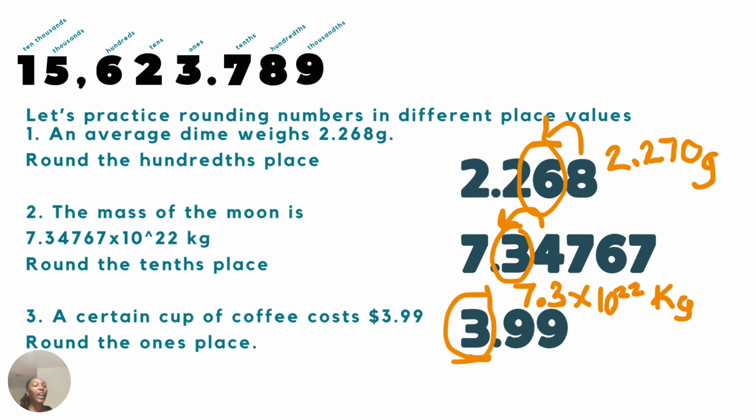All right, so this one. A certain cup of coffee costs $3.99. Round this to the ones place. Because the number directly behind the 3 is a 9, we're going to round this up to a 4, and it's going to be $4.